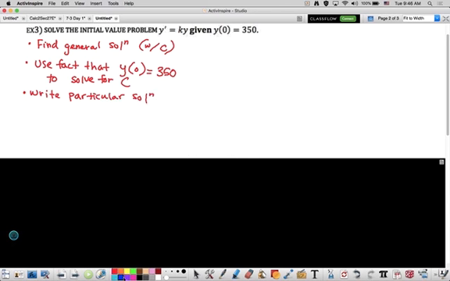So if you like seeing the steps right now, that's what we're going to do. Find the general solution using C. Use the fact that y of 0 equals 350 to solve for C. Write the particular solution.